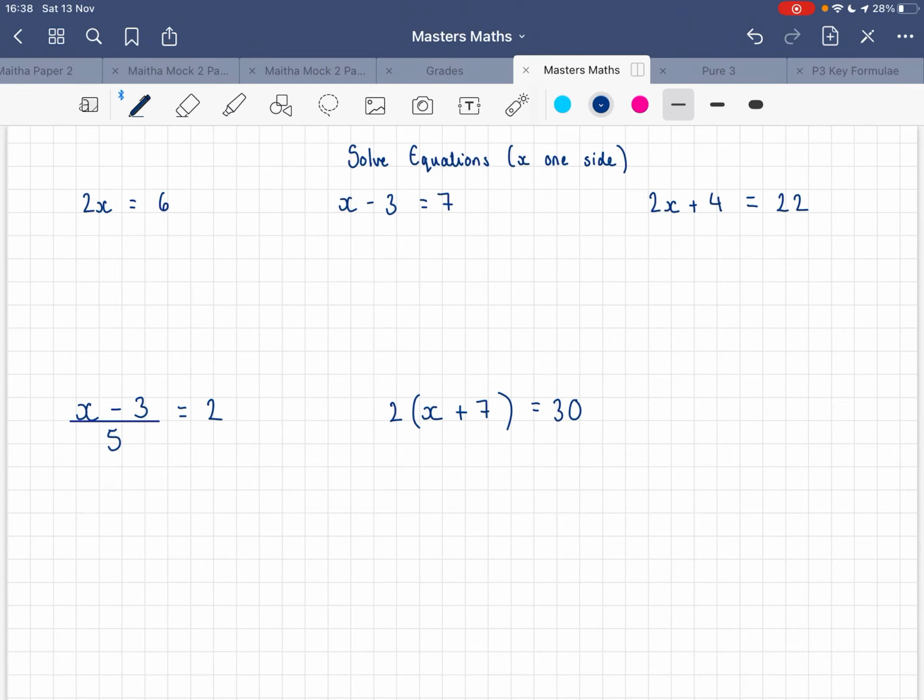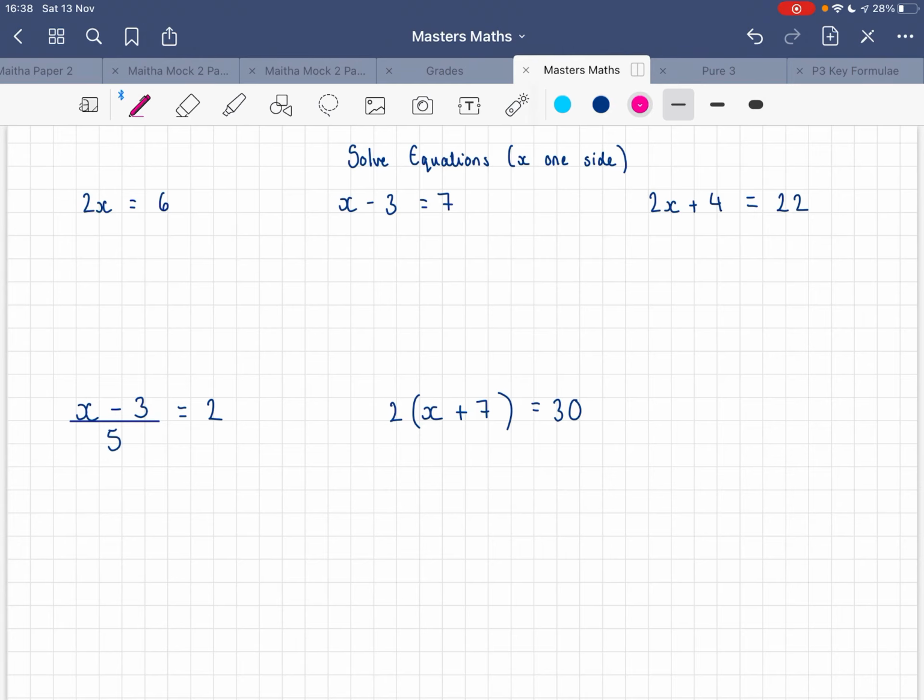As long as you know these kind of key skills, you can build on this to be able to solve all kinds of equations. So whenever we are solving an equation, what we are trying to do is reverse any operation that has happened to x on one side of the equation to isolate x and get x on its own so we can find out what x's value is.